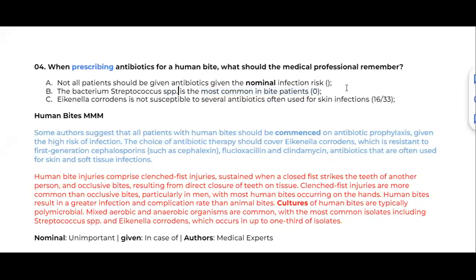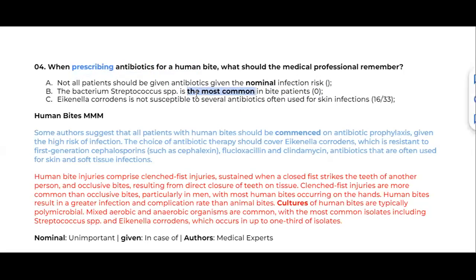This one, SPP, is the most common in bite patients. For Divya's sake, can I eliminate this one, Divya? It says the most common in bite patients. Is it the most common one? No. First of all, this is not the answer to prescribing antibiotics. It's not about that one. Okay, there is a bit of this, but so far it is only 30-40% correct.